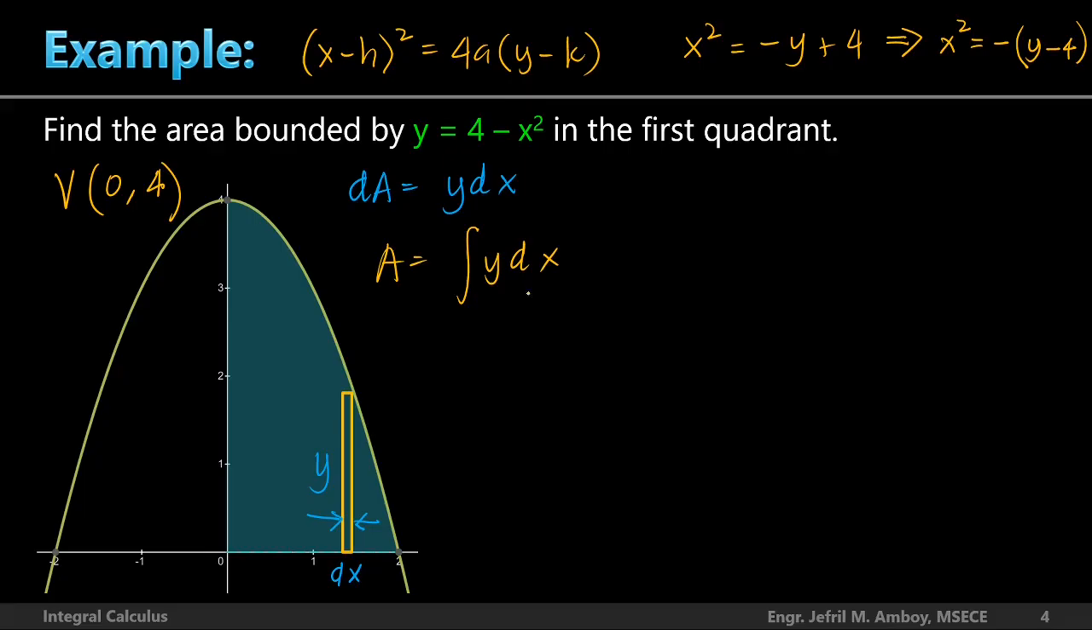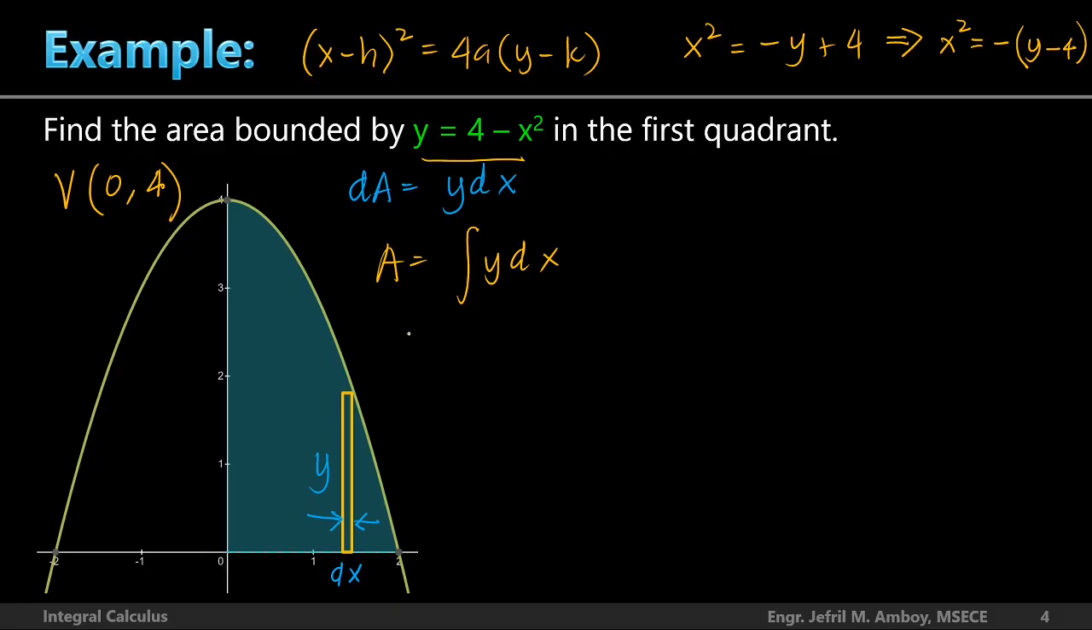Because we are integrating with respect to x, we need to express y as a function of x. And where can we get that? From the given function, of course. Y here is equal to 4 minus x squared.